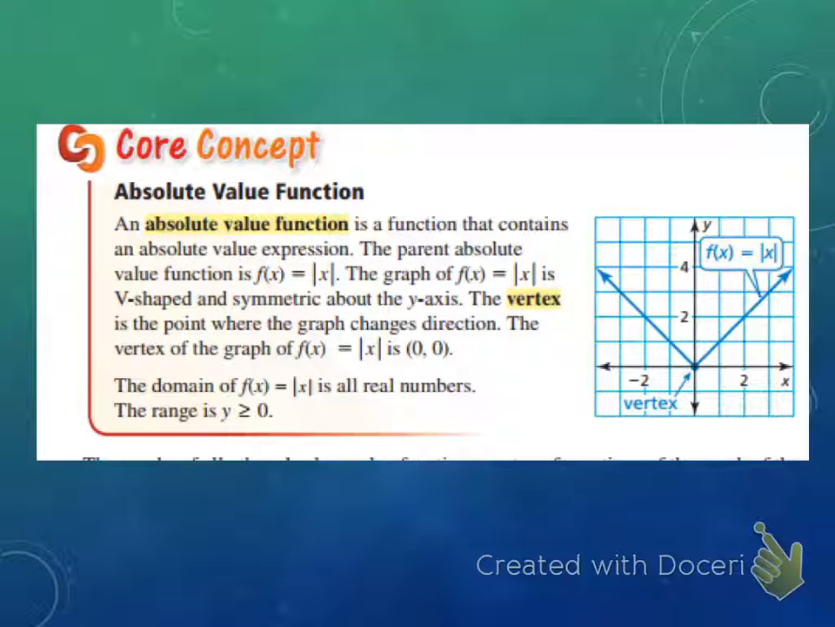The parent absolute value expression, of course, is just f of x equals the absolute value of x, and that graph is a V-shape and symmetric about the y-axis. The vertex is the point where the graph changes direction, and the vertex of the parent here is (0, 0). The domain of f of x equals the absolute value of x is all real numbers, because remember, domain is the x value. But the range is y is greater than or equal to 0.